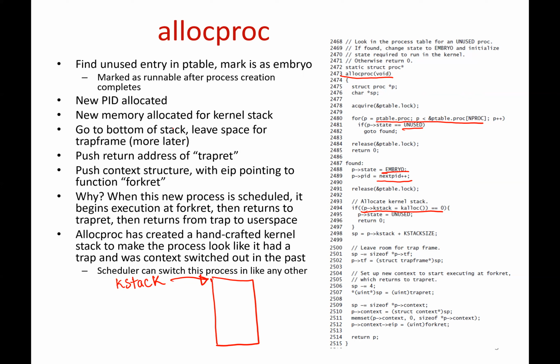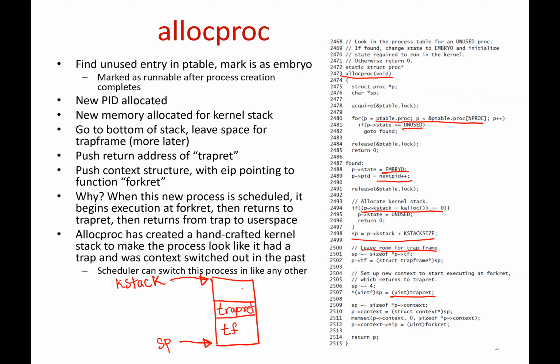You first go to the bottom of the stack. Your stack pointer starts here. Then you first leave space for a trap frame. You're not actually writing the trap frame, but you leave some space for it here first. And after the trap frame, you leave space for a return address. You write the address of trapret here. Why? I will explain all of this. Just bear with me for a little bit.